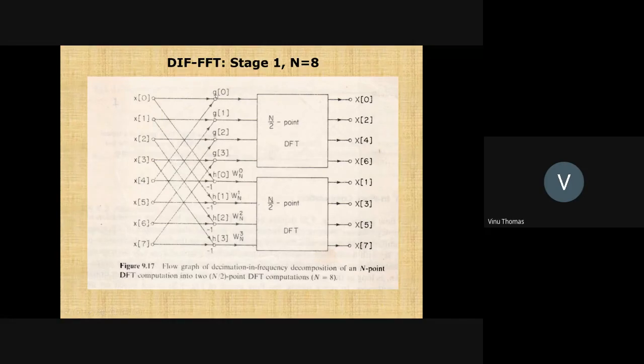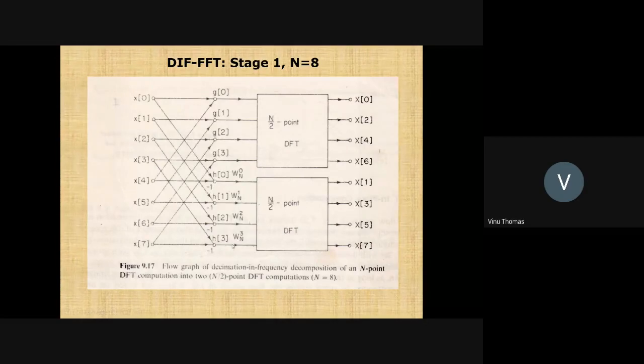For example, g of 0 is x of 0 plus x of 4, and g of 3 is x of 3 plus x of 7. Likewise, you subtract from the first half the second half. So here h of 0 is x of 0 minus x of 4, and likewise h of 3 is x of 3 minus x of 7. So you have a minus sign here, minus 1, minus 1, minus 1. This indicates that you have a subtraction at these nodes, whereas you have additions at these nodes.